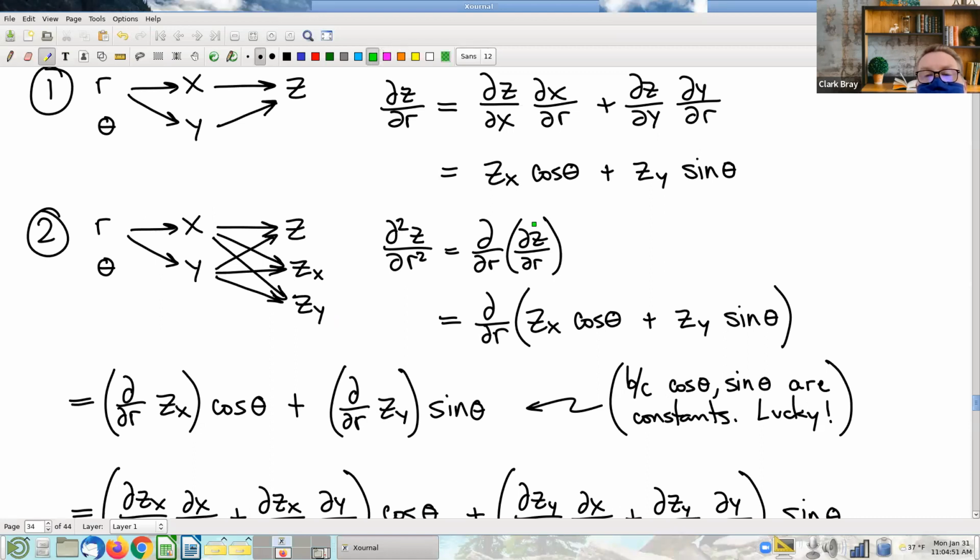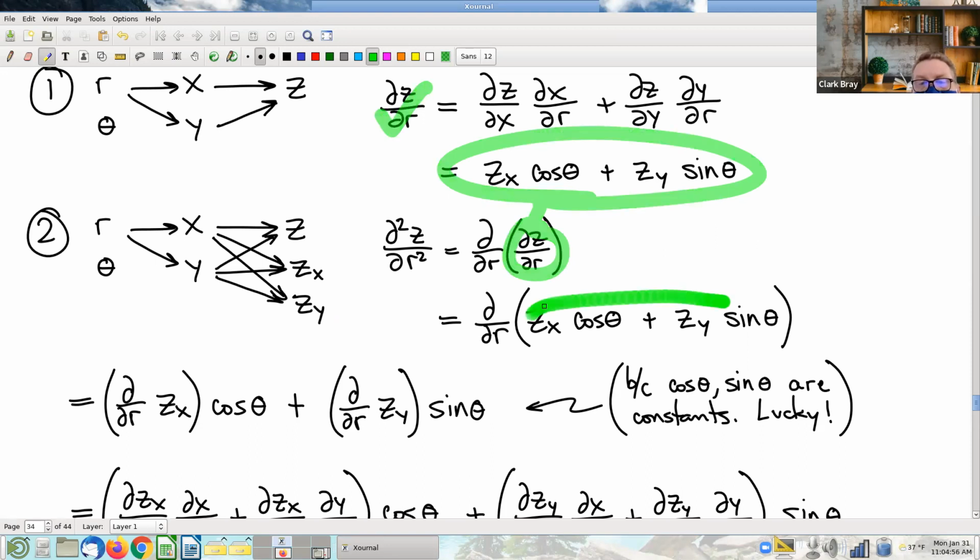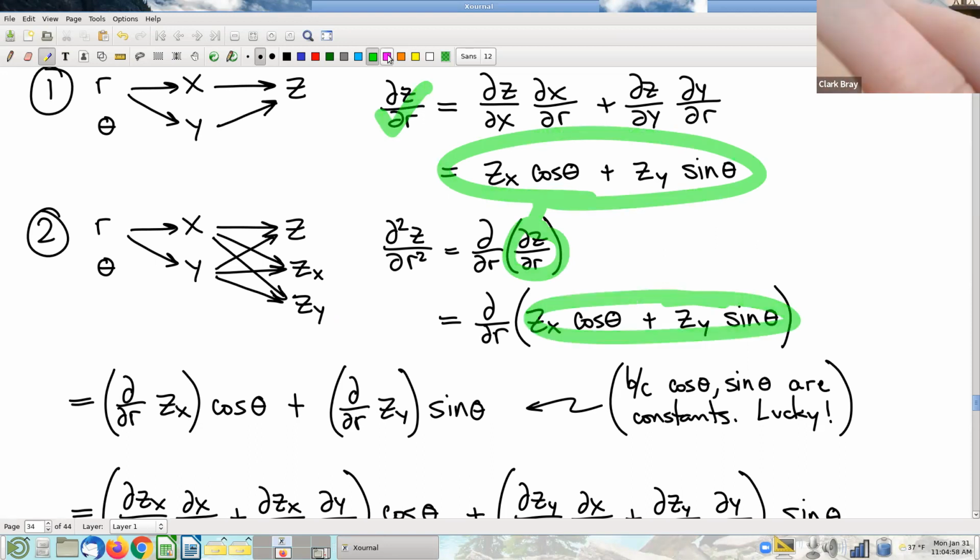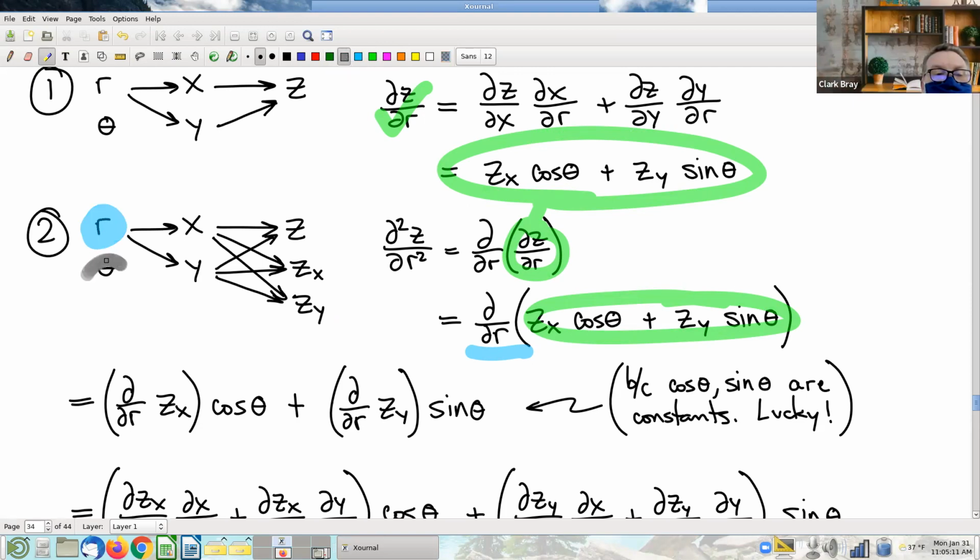Partial of Z with respect to R, we already computed. Taking the R partial of that, conveniently, we got lucky. Since we're taking a partial with respect to R, notice that that means that theta is a constant, and that means cosine theta is a constant, and therefore I get to pull out the cosine theta. Likewise, the sine theta, all constants.